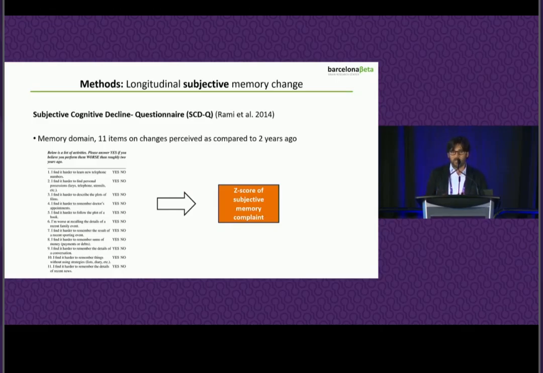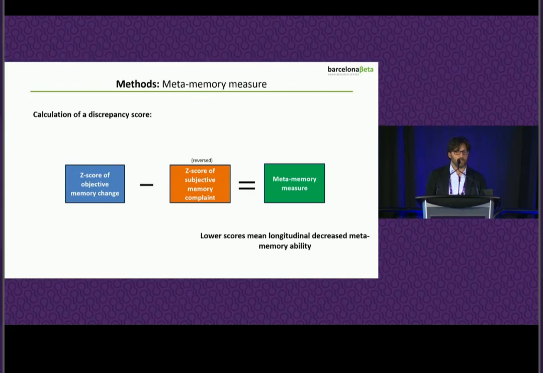For subjective reports, we used the SCD questionnaire. We focused on the memory domain, which is composed of 11 items. And this questionnaire is also capturing somewhat the longitudinal change because we are asking about changes in memory as compared to 2 years ago. And we also averaged the z-score for subjective memory complaints. And finally we computed our measure of metamemory by simply subtracting both, giving a final score in which lower scores mean longitudinal decreased metamemory ability.